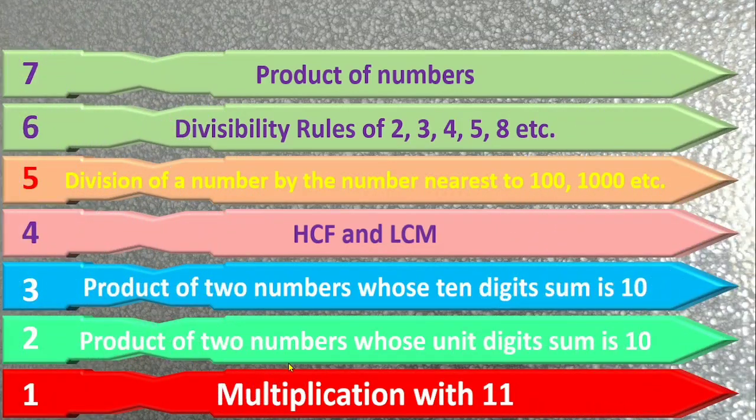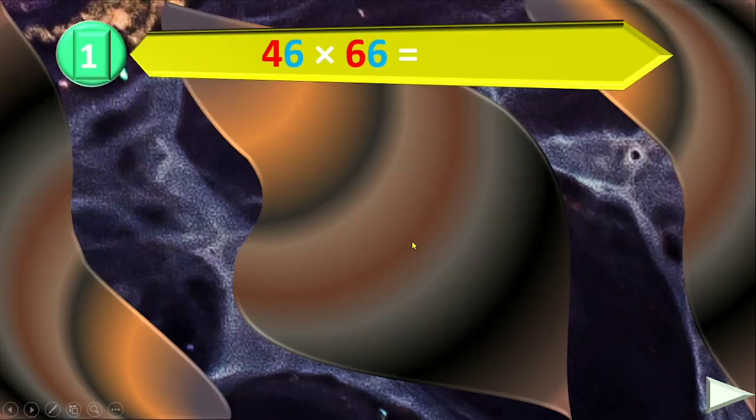You just learned the product of two numbers whose unit digit sum is 10. Now I'll tell you the product of two numbers whose tens digit sum is 10. 46 multiplied by 66. Here the tens digit sum is 10: 4 plus 6 is 10, while the unit digits are the same. So just multiply 4 and 6, that is the tens digit, and add the unit digit.